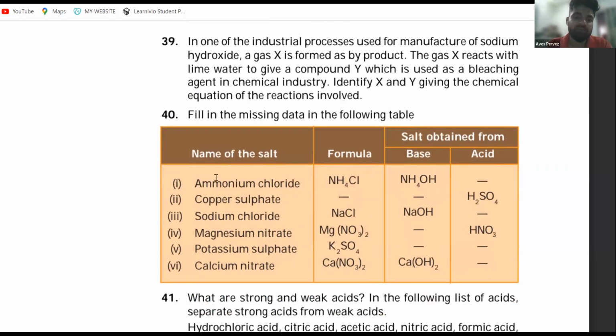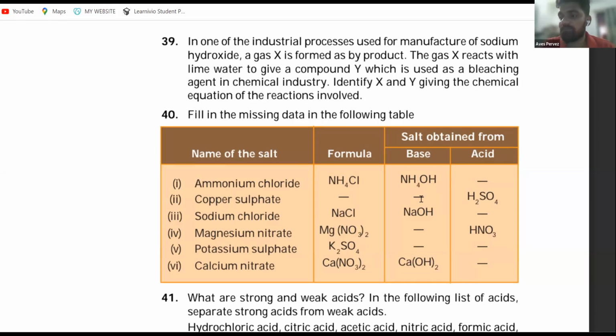You have to find out that this is ammonium chloride, and this is its formula. If ammonium hydroxide is the base, what should be its parent acid? Its parent acid would be HCl. Similarly, copper sulfate has H2SO4 as its parent acid. Then write down the formula of the salt, copper sulfate, and the base. So you have to do this one. Got my point?